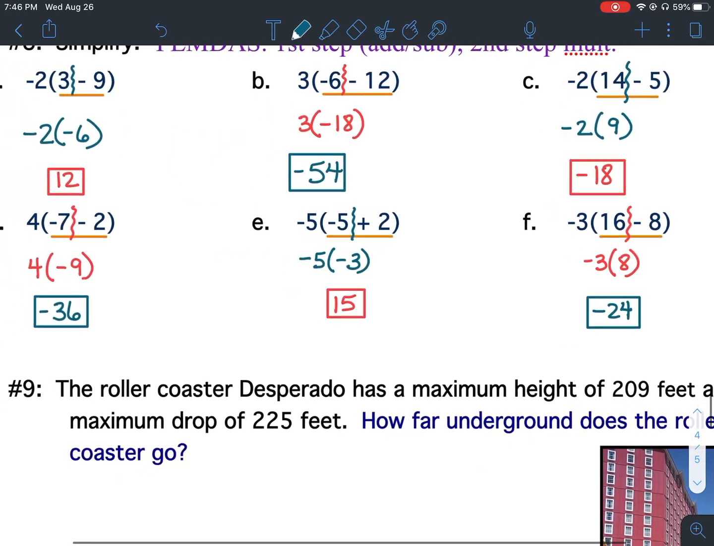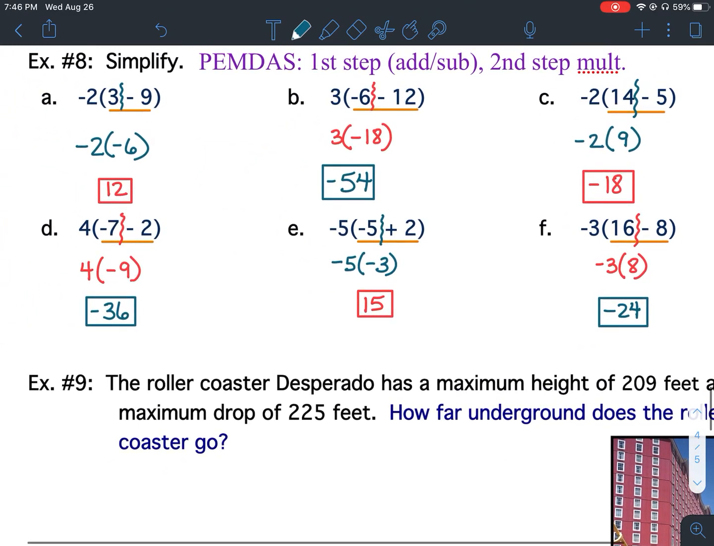All right. Make sure you have everything copied down for example 8. If you have any questions on example 8, please let me know.